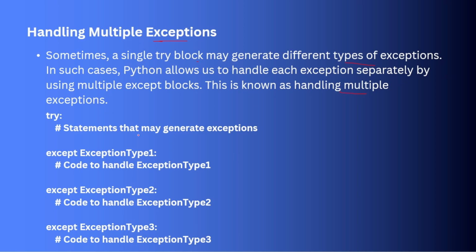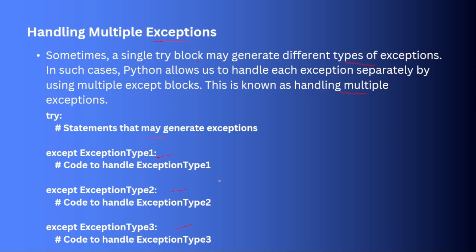See, here we have this try block. Inside this try block, we write the code where exceptions could be generated. Then we have except blocks: exception type 1, exception type 2, exception type 3. In this way, we can write multiple exceptions here. Python checks each except block in order. When a matching exception block is found, its corresponding except block is executed and the remaining except blocks are skipped.